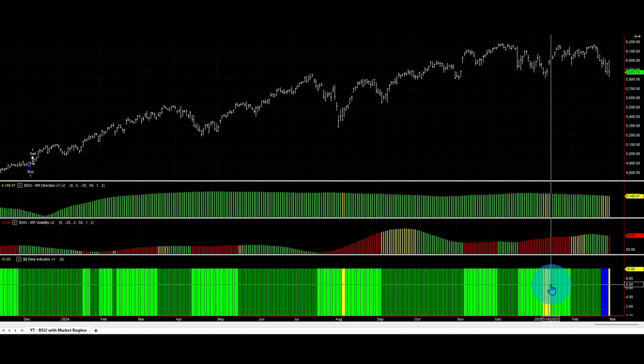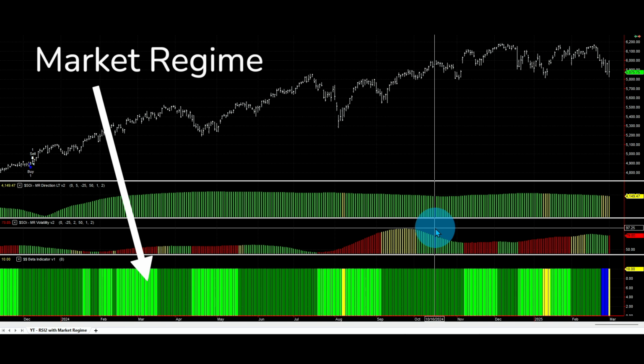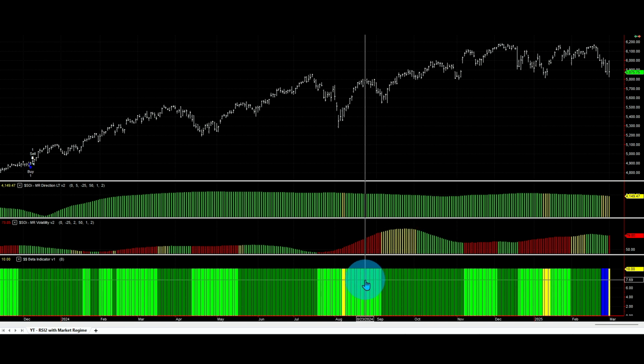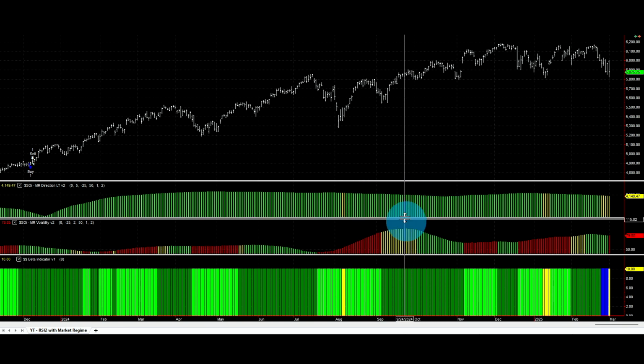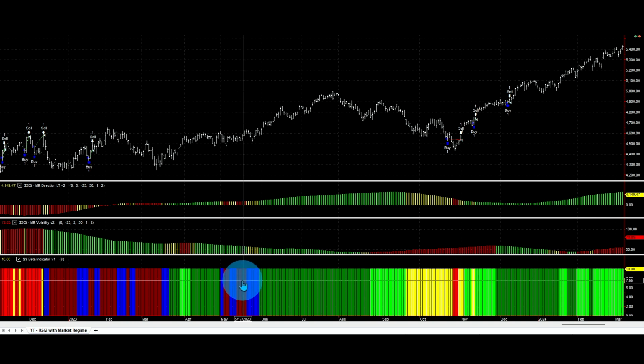And now I added the categorization using this indicator. So this indicator is a combination of these two. So remember, we have 6 categories. The bright green means we are in a bull market and high volatility. The dark green means we are in a bull market and low volatility. And here we can see the red one, that means we are in a bear market, high volatility. And the dark red, we are in a bear market, low volatility.